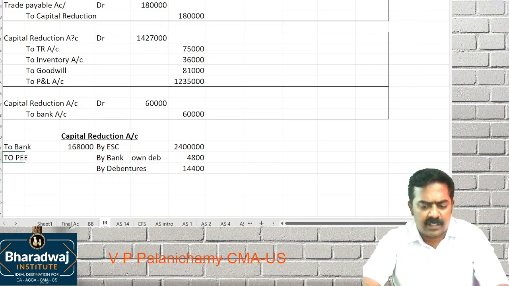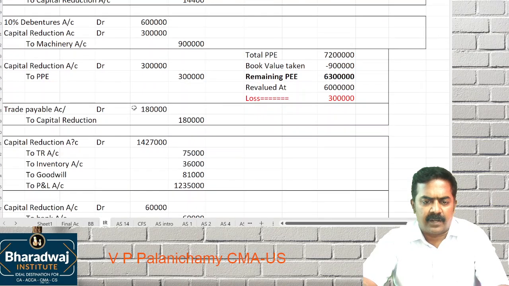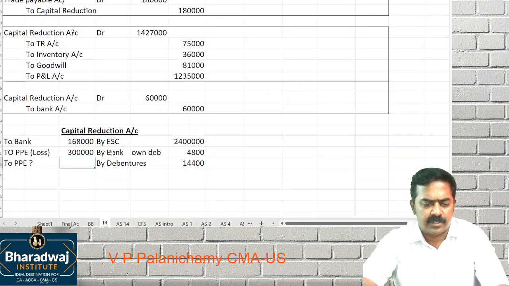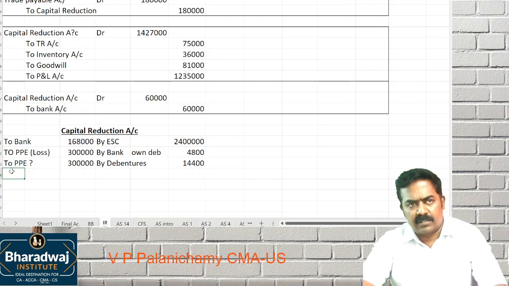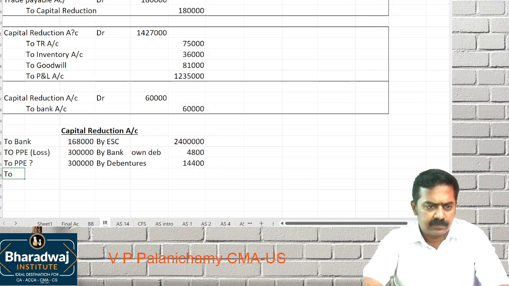Then to PPE, loss on sale. And the debenture holders have taken over at a loss of how much? 3 lakhs. The remaining plant property equipment written off, the difference. This remaining plant property equipment loss is another loss of how much? 3 lakhs. The first one was taken over by debenture holders. The next one is a direct loss. 1 lakh 80,000.